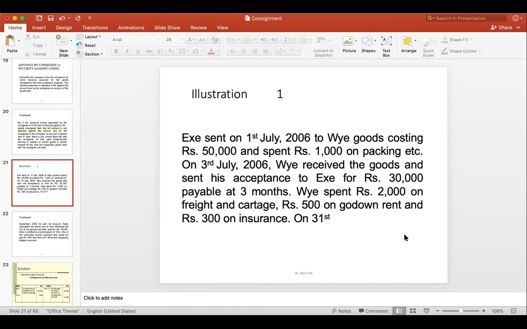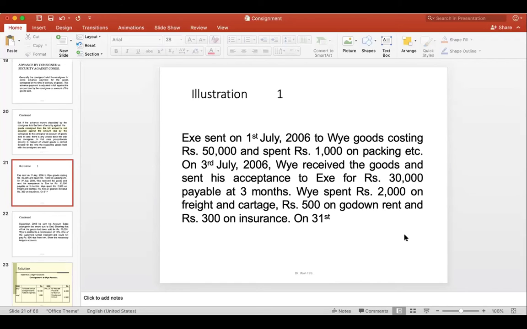X sent goods. Who is X? We have to go slow and understand bit by bit. Who is X? Consigner, sir. Okay, X is the consigner. To Y, who is Y? Consignee. Okay, goods costing 50,000.